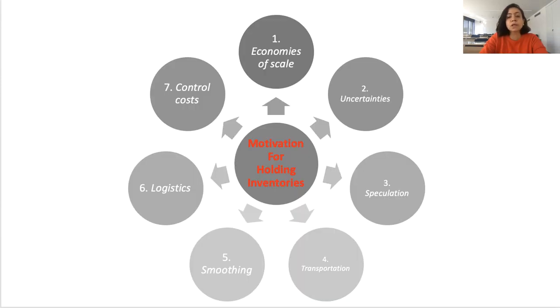Now, I would like to talk about the motivation for holding inventories. In fact, I roughly spoke about that in aggregate production planning and said that to cope with uncertainties, companies may prefer to hold inventory. But in fact, there are many more reasons for holding inventories. These are economies of scale, uncertainties, speculation, transportation, smoothing, logistics, and control cost. Now I will explain them one by one.